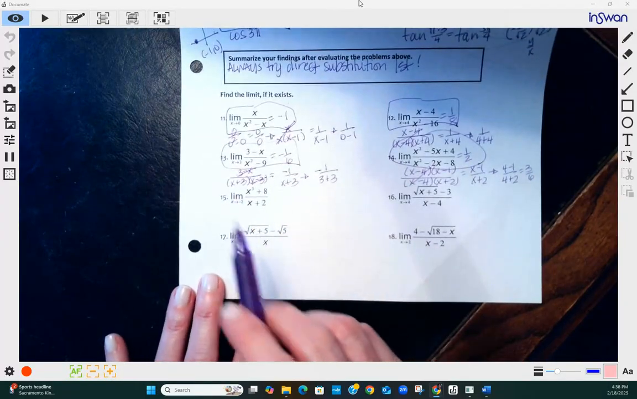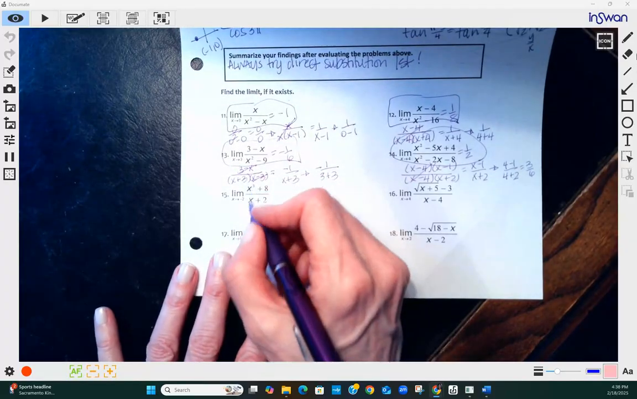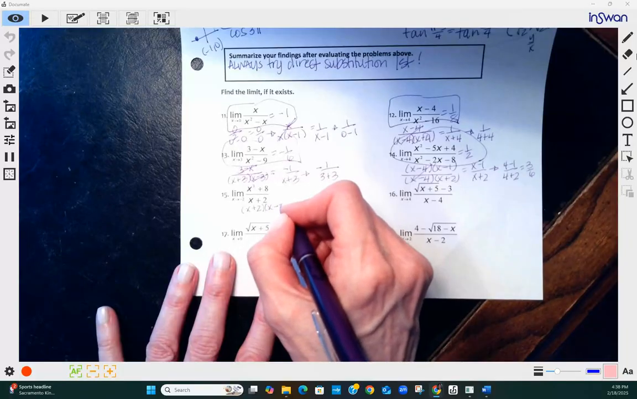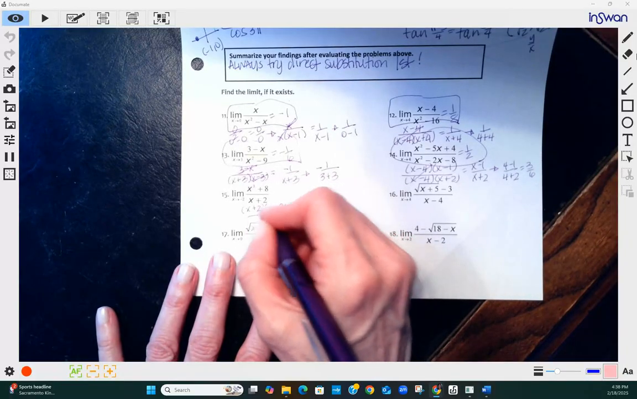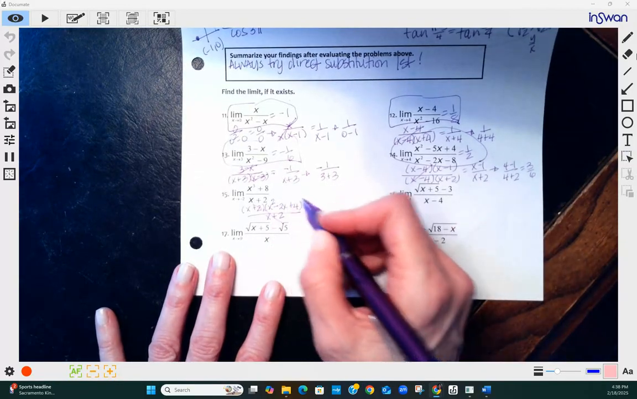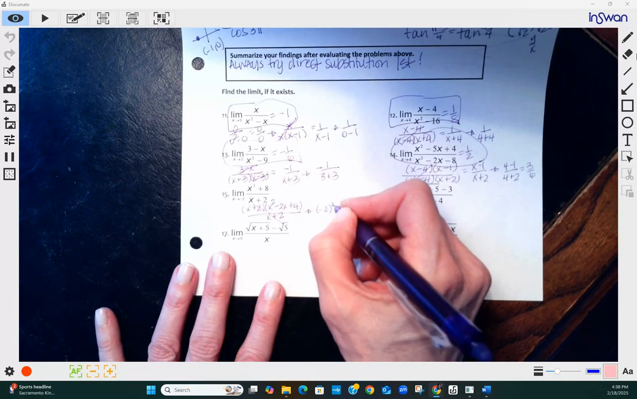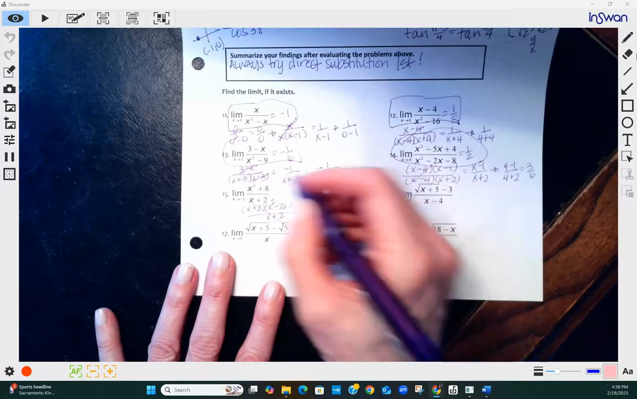All right, algebraic skills needed for piecewise. This should start to look familiar. Factor your sum of cubes. Make sure you know that pattern. Reduce, so I just have x squared minus 2x plus 4. Directly substitute, I have -2 squared minus 2 times -2 plus 4, which is 4 plus 4 plus 4, which is 12.